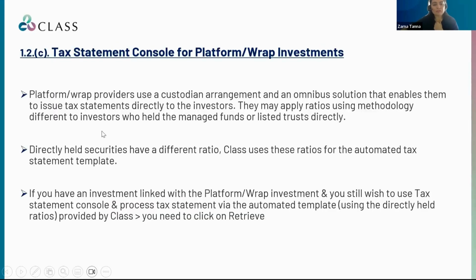Now, looking into the option for tax statement console for platform or wrap investments. So platform or wrap providers, they use different ratios for processing the tax statements. So these ratios could be different to these investments that are directly held by the fund. So Class uses the ratios for the automated tax template for directly held securities. Okay, so if you would still wish to use the tax statement console for processing the tax statements and not use the tax statements that is available by the platform or wrap providers, you can still use the automated template, but please note that the ratio may be different.